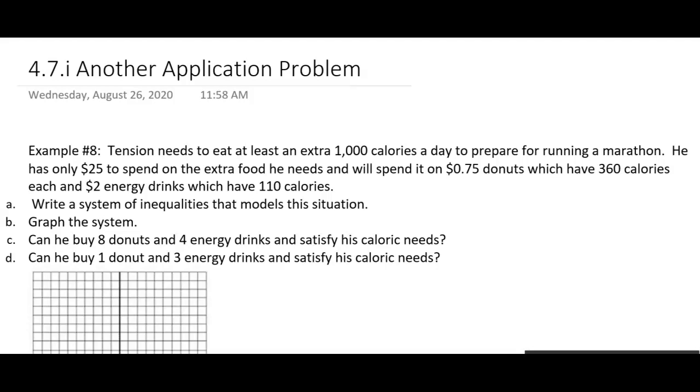So here's another application problem. The last one might have been a little confusing, but we'll try again here. It says Tension, I think it's a person's name, needs to eat at least an extra 1,000 calories a day to prepare for running a marathon. He has only $25 to spend on the extra food he needs and will spend it on 75-cent donuts, which have 360 calories, and $2 energy drinks, which have 110 calories.